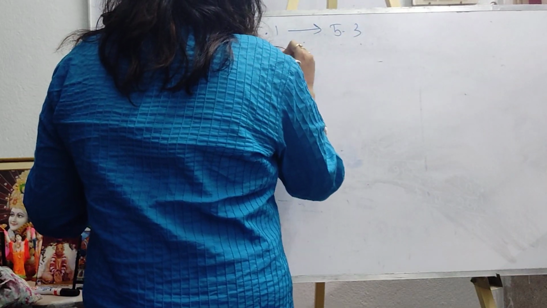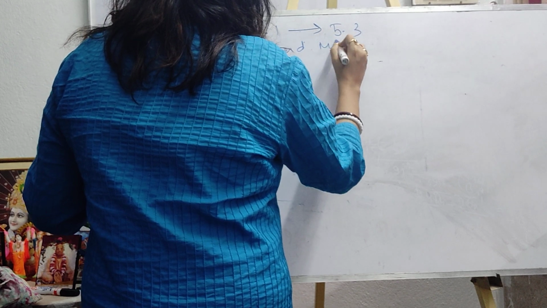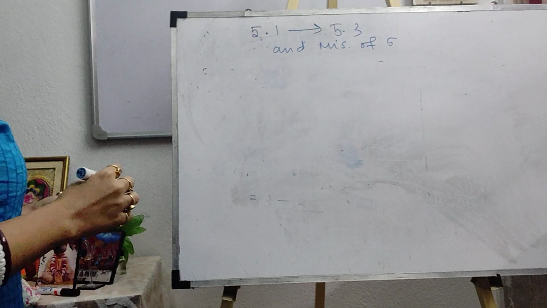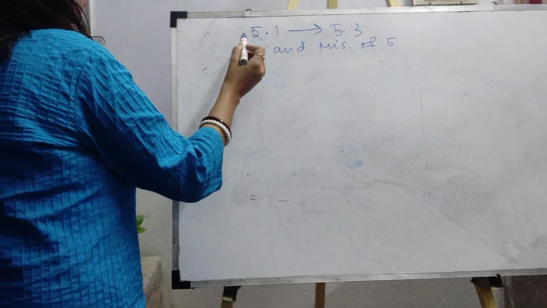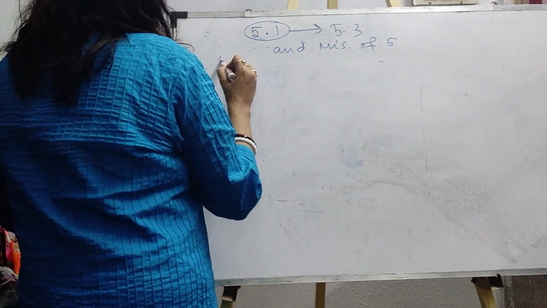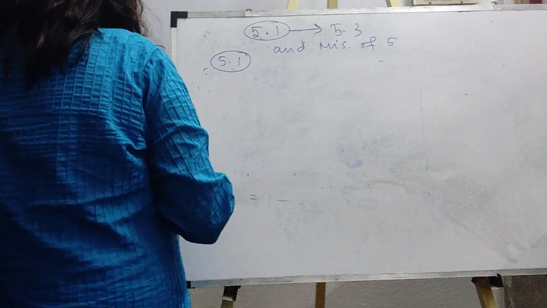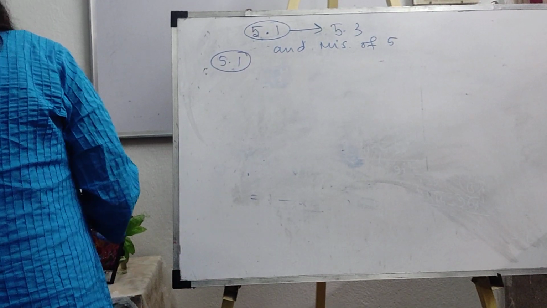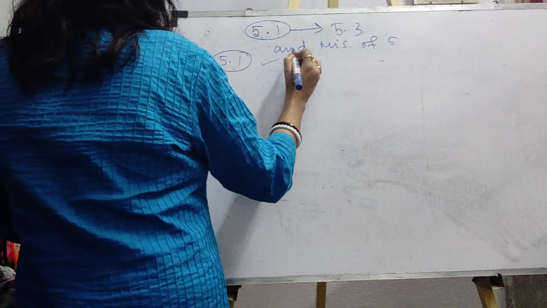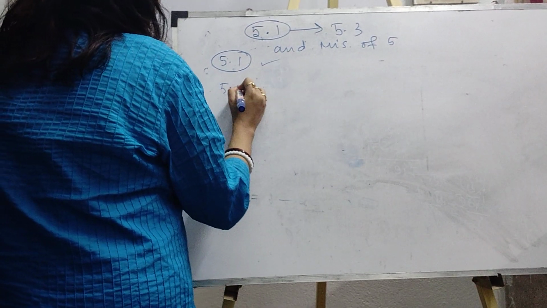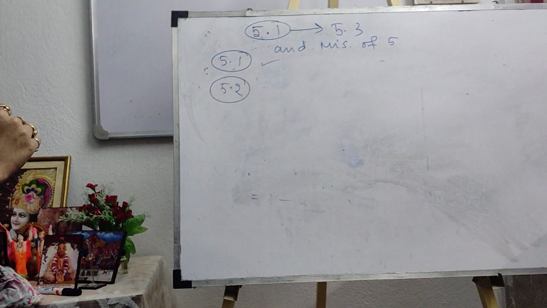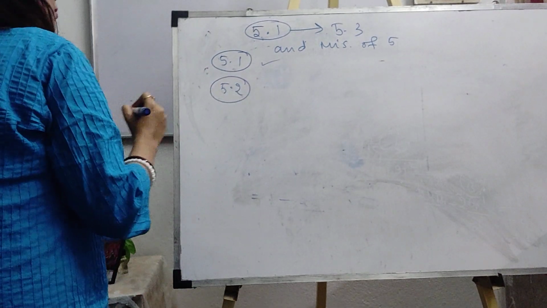5.1 to 5.3 and a miscellaneous chapter. So total 4 chapters. Okay. So today I am teaching you 5.1. Today's topic is 5.1. I already taught you how to do 5.1. Now 5.2. In 5.2 you have to find the arguments.